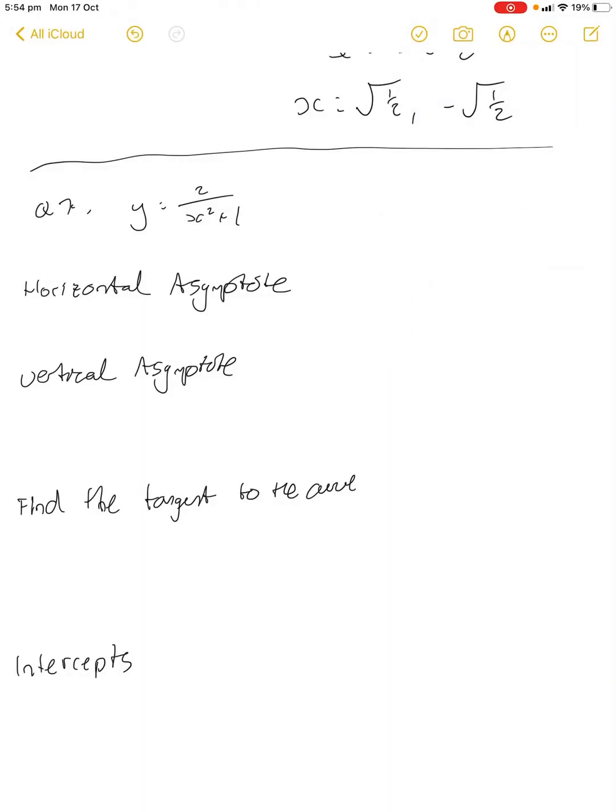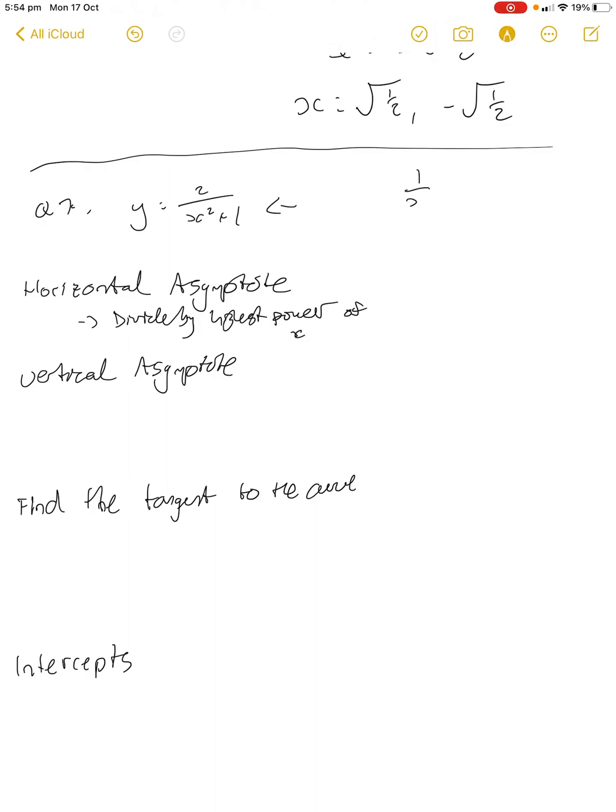Alright, so let's look at some work on asymptotes, particularly with this question right here. Y equals 2 over x squared plus 1. So the first thing we want to do is find the horizontal asymptote. Now remember, we do that by dividing by the highest power of x, and in this particular situation, it's going to be x squared.